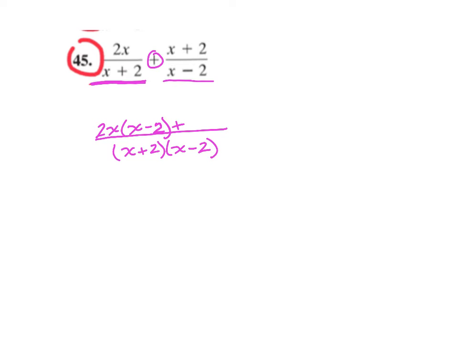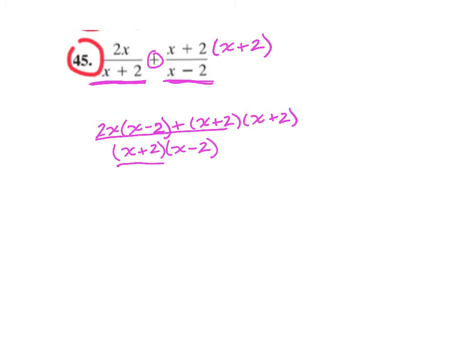Then my next denominator is x minus 2. And when I compare that to the bottom, I see that there's an x plus 2 on the bottom of my new denominator right there that is not up here. So that means this top part has to get multiplied by x plus 2. So I'm going to write x plus 2 times x plus 2.